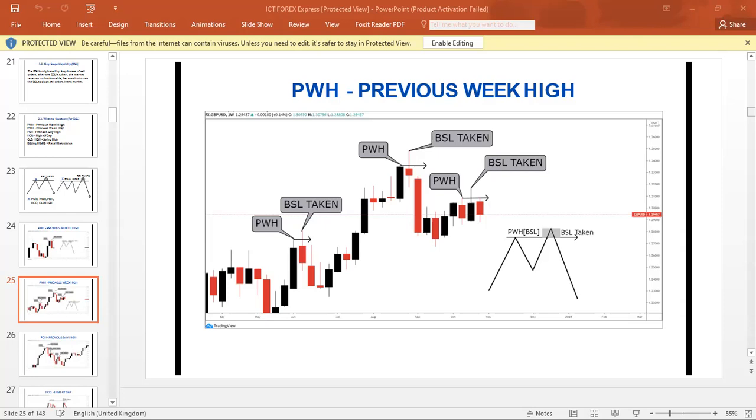When we look at the types of liquidity, we have two types: buy stop liquidity and sell stop liquidity. Another name for buy stop liquidity is buy side liquidity, and for sell stop liquidity, sell side liquidity. All mean the same thing.